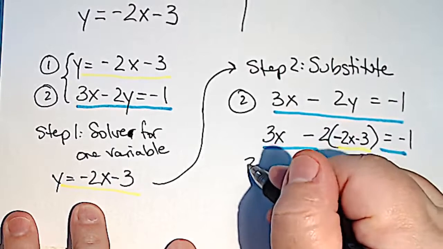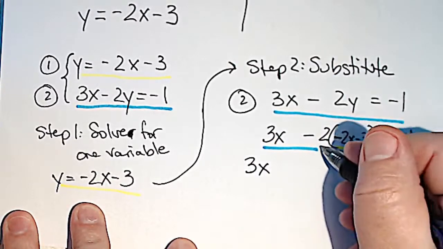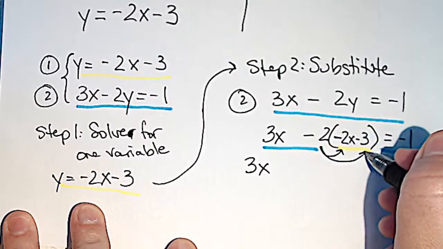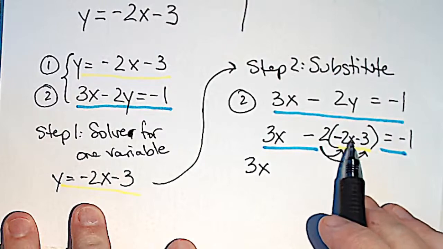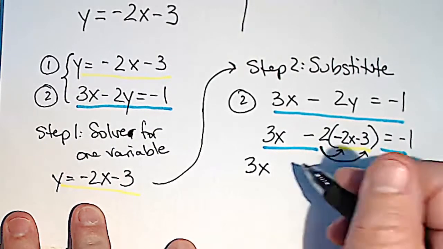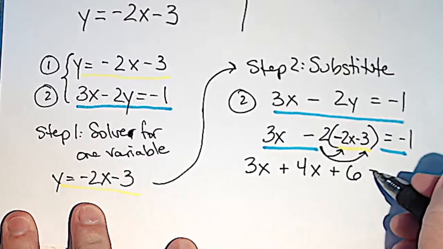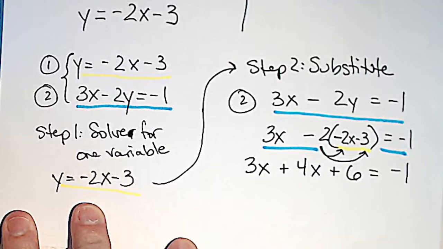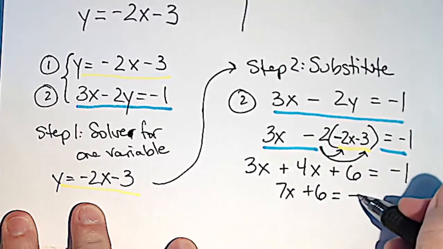So let's see, I've got 3x minus 2 times a negative 2x. So we're going to have to be very careful here because we're going to be changing signs. So this says minus 2x minus 3 inside. And so I'm going to multiply by -2. So I'm going to get positive 4x, positive 6 equals -1. Or it looks like 7x plus 6 equals -1.